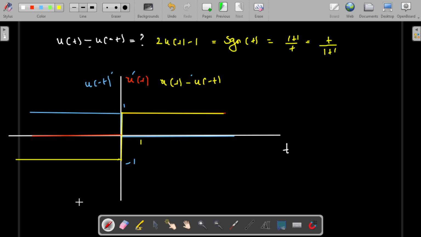So when we subtract from u of t the time reverse of u of t, the signal graph we get is signum t. This is very important. While solving transformation properties, this will be very helpful for us to understand things. From here, I'm stopping the lecture.